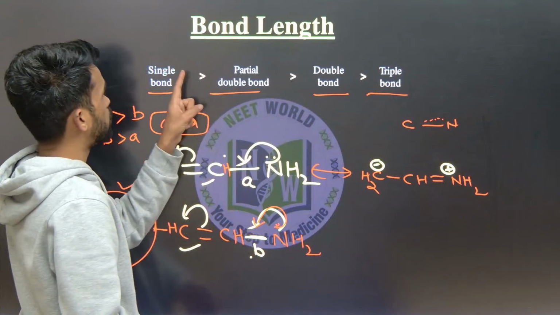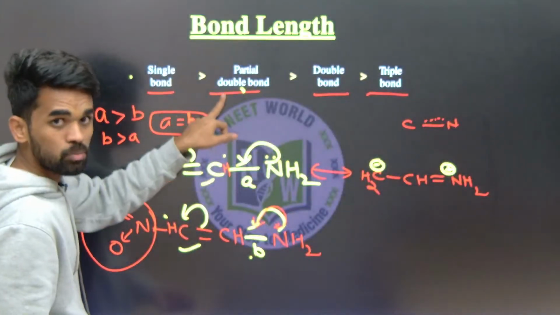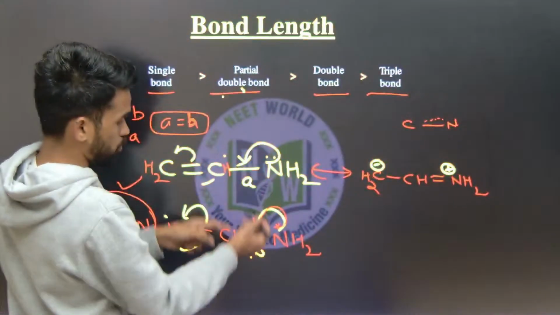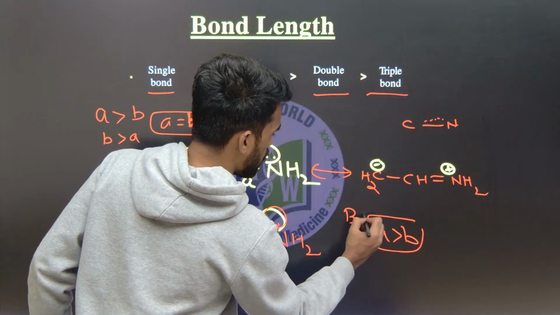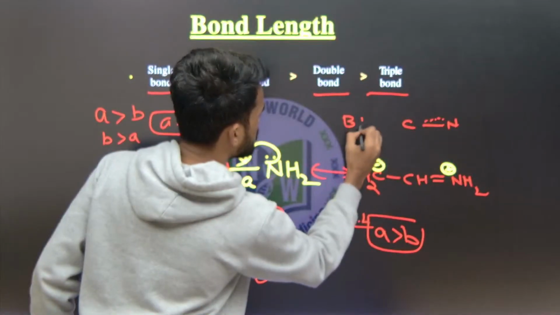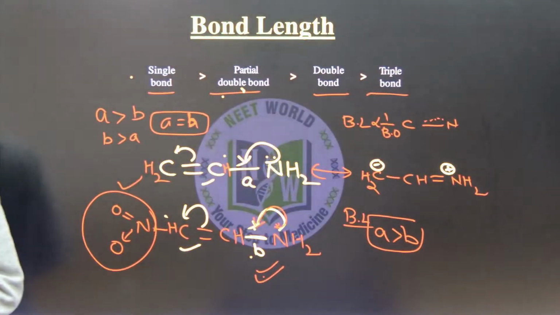Therefore, if there is more partial double bond character, its bond length is less. So I can say single bond length is more than partial double bond length. Both of them have partial double bond character, but double bond character is more in B, therefore bond length is less in B when I compare with A. So this is the bond length order. Bond length is inversely proportional to bond order. So more double bond character or more bond order means less bond length. Based on that we can solve this type of questions.